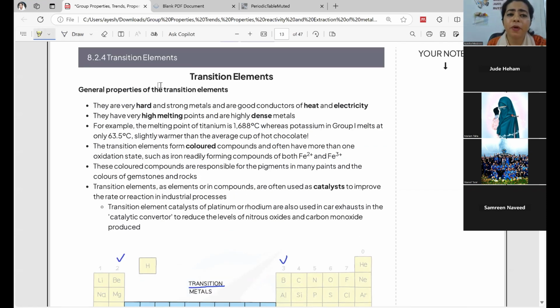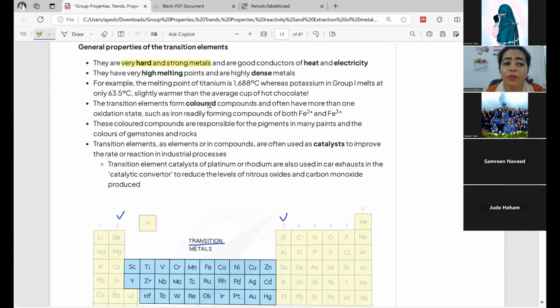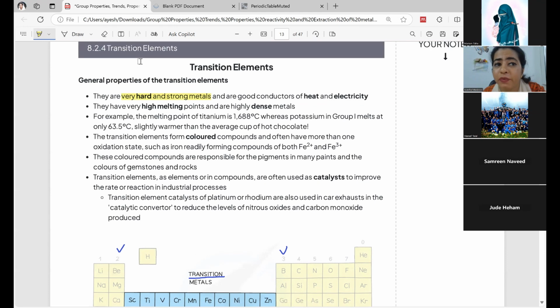So some properties of the transition elements, as they are metals. Some properties of transition metals and group 1, 2 metals will be the same, but some properties will be different as well. So they are very hard and strong metals. This is something different. We said group 1 are going to be very soft metals. Even group 2 are not very hard. They are also soft. We can cut group 1, 2 metals with the help of a knife. They are just soft like butter. But transition metals are hard. So this is one of the differences as well.